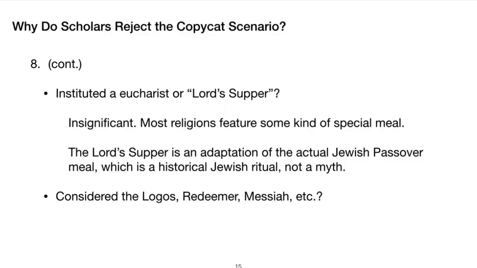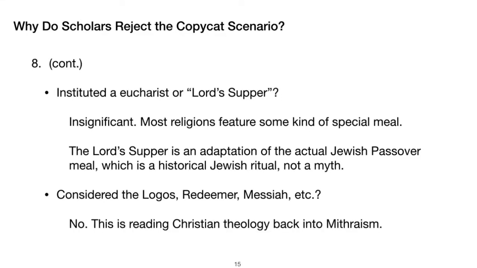Was he considered the Logos, the Redeemer, the Messiah, that sort of thing? And the answer is just simply no. Those are just all things that people are projecting back into the Mithraism literature that really isn't there. They're borrowing again from Christianity and projecting it back into Mithraism.